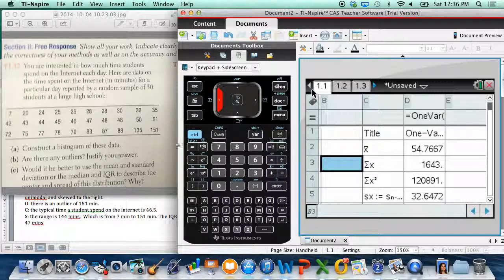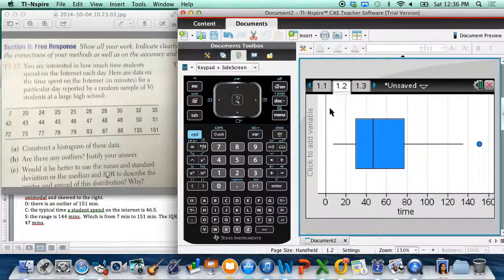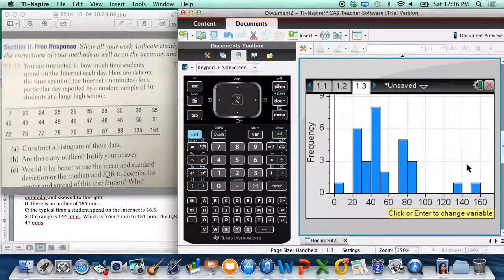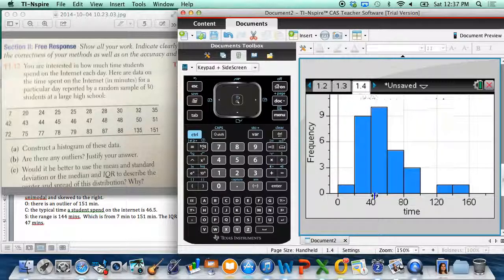The first question is to construct a histogram of this data. So the first thing I do is construct a histogram. There it is. There's the automatic histogram that is created by just creating a new page and then creating a histogram. That is not what I copy down. I play around with the bins, and I changed the bin size to 20. And I auto zoomed to get an accurate description of my histogram, and it seems like a reasonable bin size and a reasonable distribution.